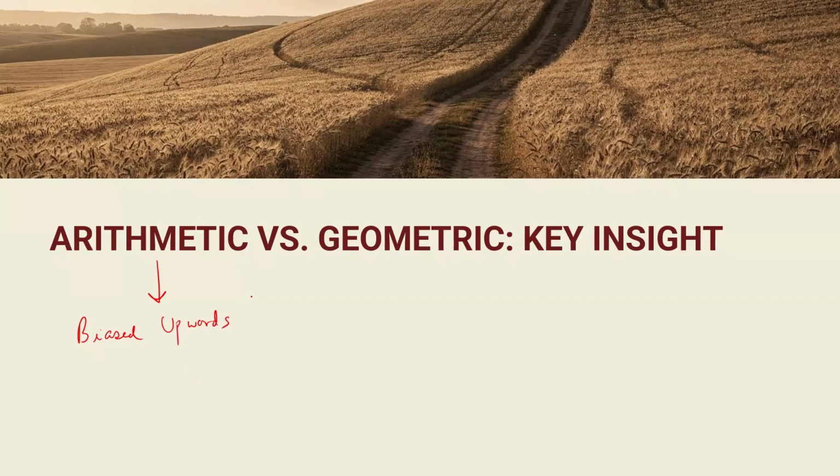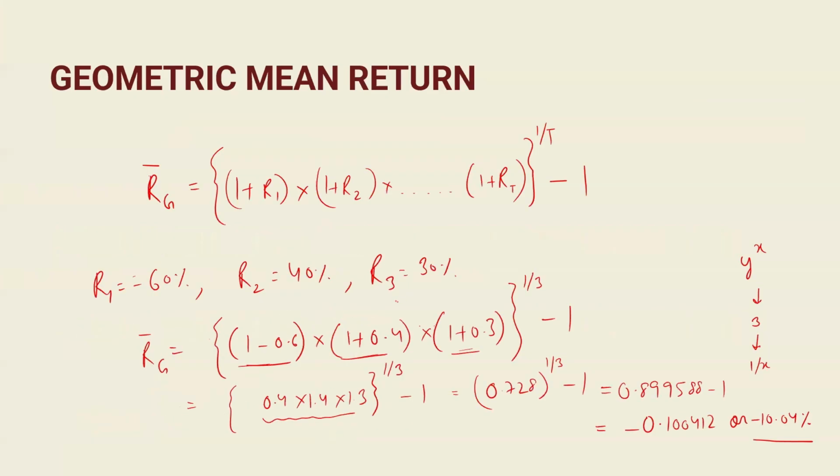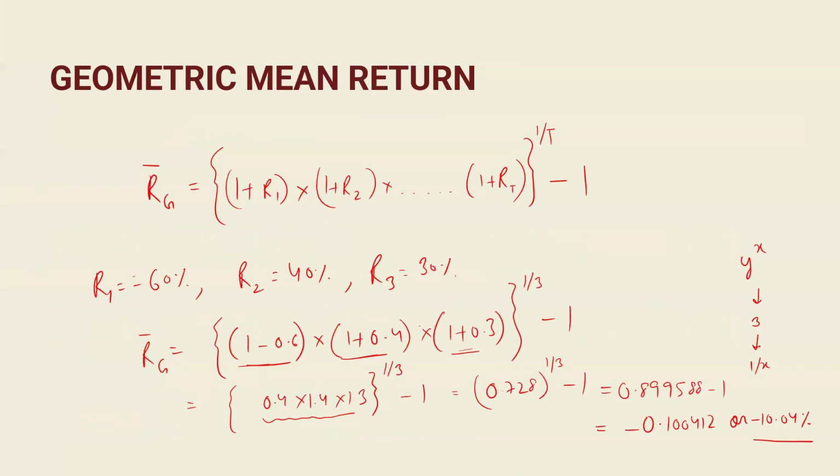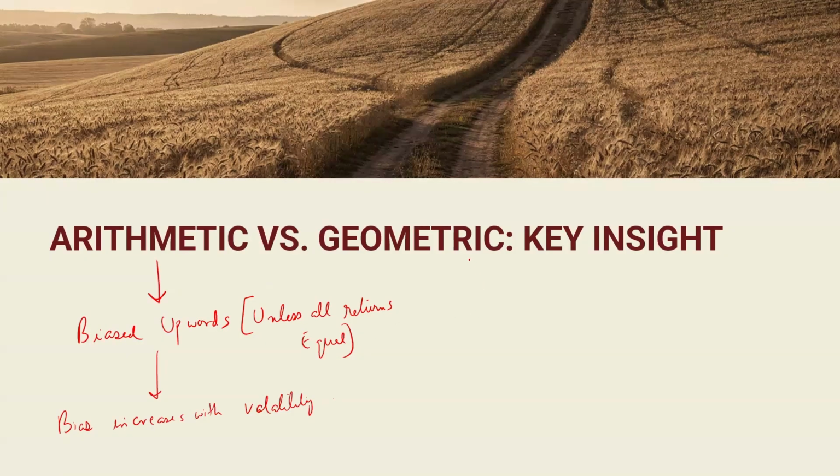The only exception is unless all returns are equal. Okay, and also this bias actually increases with the variability in returns, or volatility in returns, you can say. You see, these returns were very, very volatile, negative 60, then 40, then 30, massively volatile. And that's why it was biased upwards, and this bias was actually increasing with this volatility. You compare negative 10% with 3%, massively upward biased, right? Because the returns are so volatile.